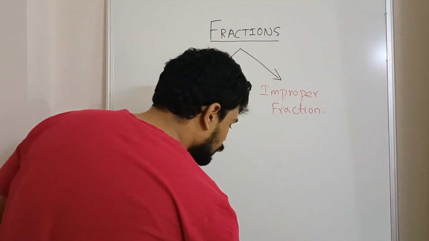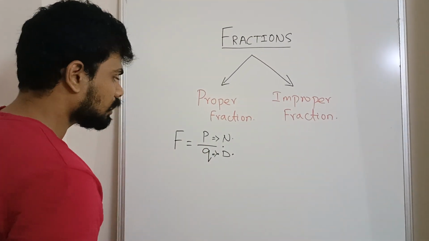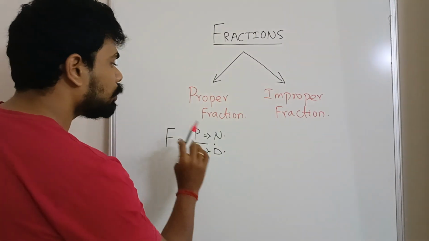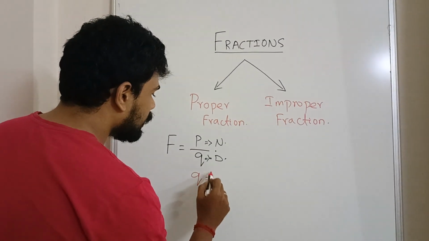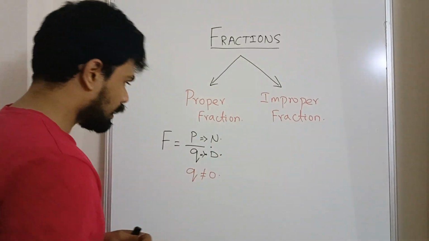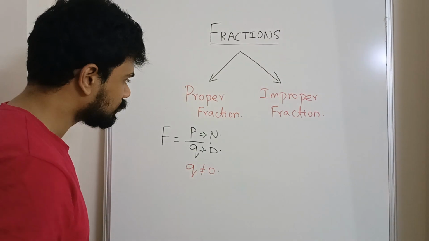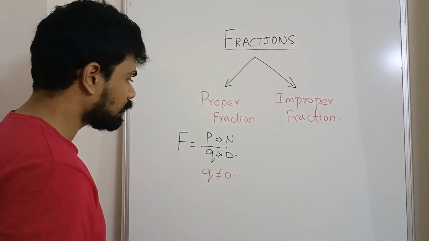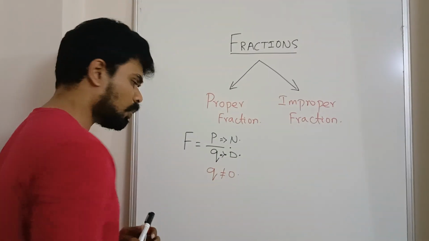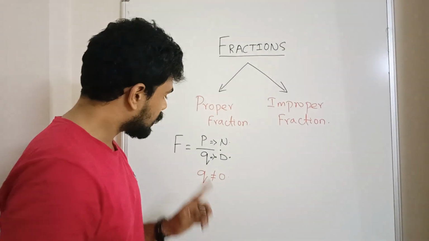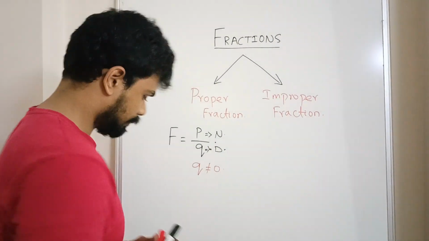So, in order to say a particular number is a fraction, the condition is the number should be in the format of P by Q, where Q should not be equal to 0. In simple words, fraction consists of a numerator and a denominator, whereas the denominator must not be 0. Why should it not be 0? Because if the denominator is 0, it becomes undefined.